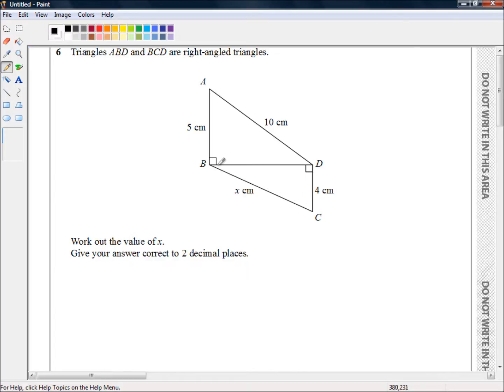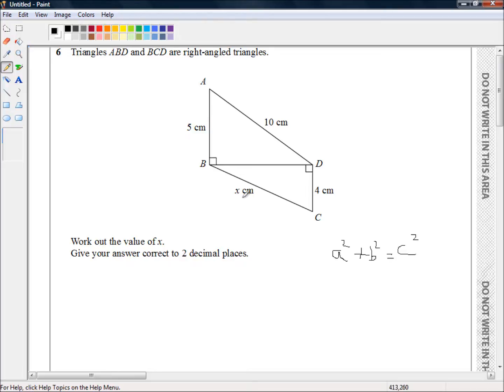Okay, so because these two triangles share this length, that means this length BD is going to be the same for both triangles. So if we can find this length on the top triangle, we can then use that length on the bottom triangle to find x. And the way to do that, we've got right angled triangles. We're given 2 out of 3 sides, so all we need is Pythagoras' theorem. And Pythagoras' theorem says that if a and b are the 2 shorter legs of the triangle, then a squared plus b squared is equal to the hypotenuse squared.